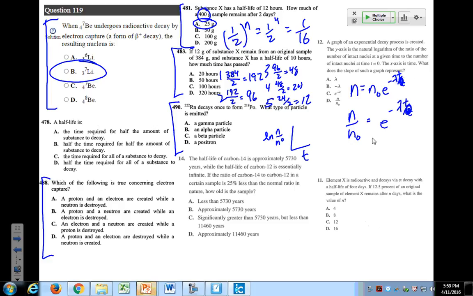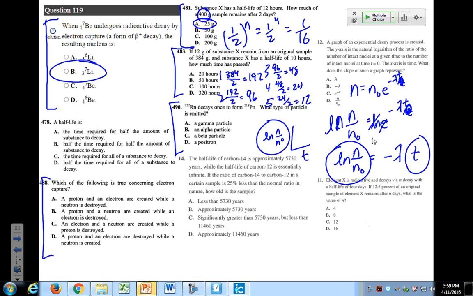All right, I take the natural log of both sides. The natural log gets rid of that e, and so I get the natural log of N over N naught equals negative lambda times t. And so this is my y variable, this is my x variable, so this is my slope, negative lambda.